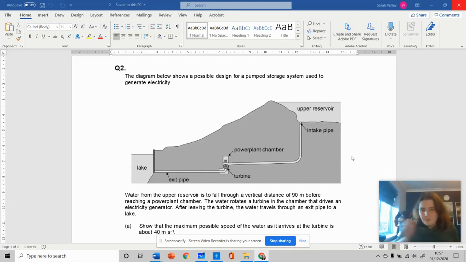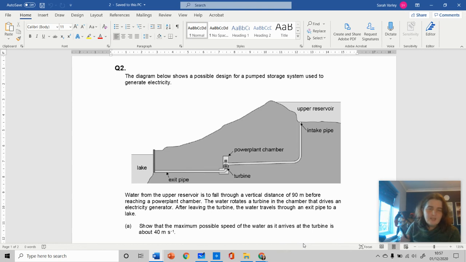So this is day two of the 24-day extravaganza of physics questions, and I am focusing on this one, which is actually a little bit of mechanics and a little bit of energy thrown in. This is question two, and I've got a diagram below showing the possible design for a storage system used to generate electricity. So basically you've got an upper reservoir, the water goes through here, turns a turbine, which turns a generator. When you do magnetic fields, you understand what that does, and then it exits.